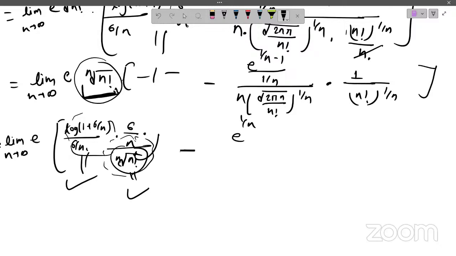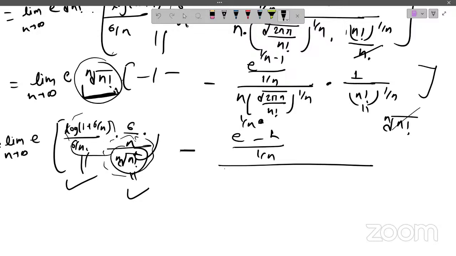So e to the power 1 by n minus 1 upon 1 by n. Okay. Now I am multiplying by n this number, right? And same thing I have here. This is nothing but n factorial by n factorial. So this and this will get cancelled out. So it will just have under the root of 2 pi n upon n factorial to the whole power 1 by n. So at the end, we get this term. So everyone is agree or there's some confusion?